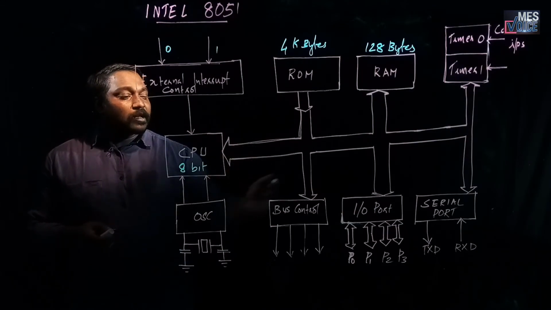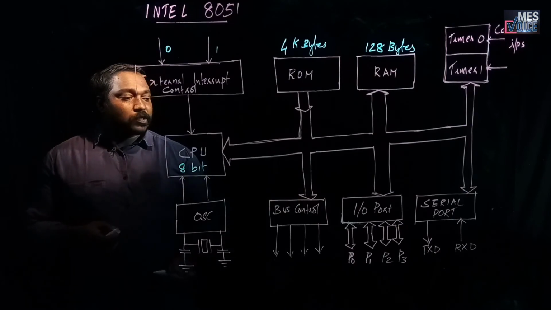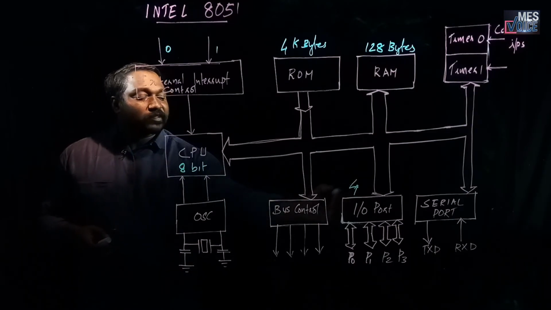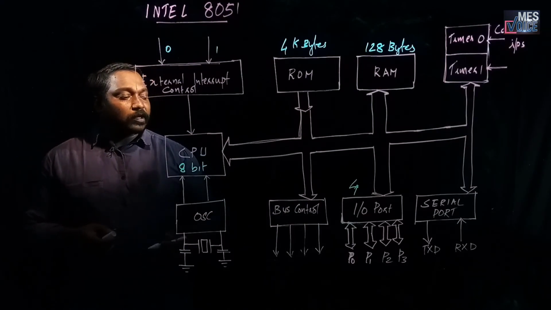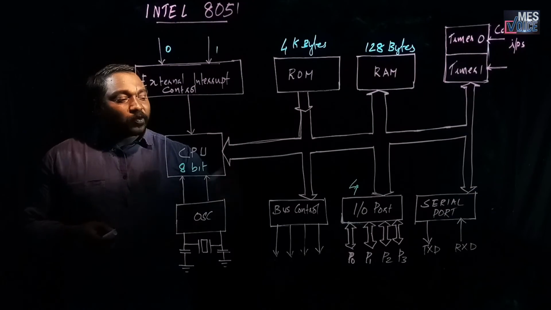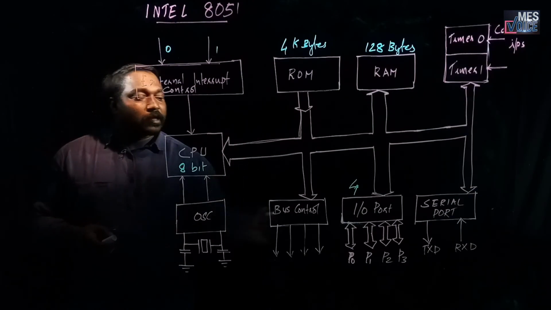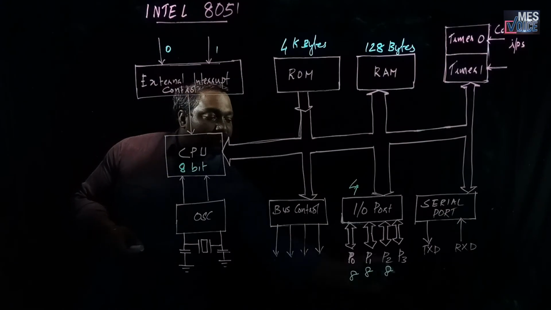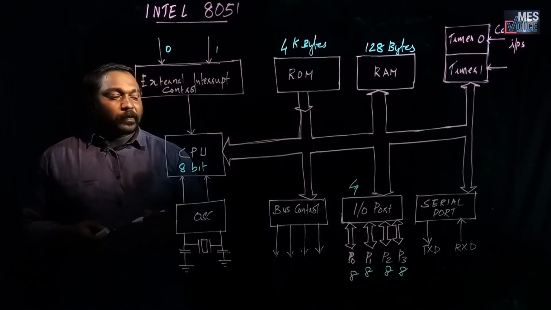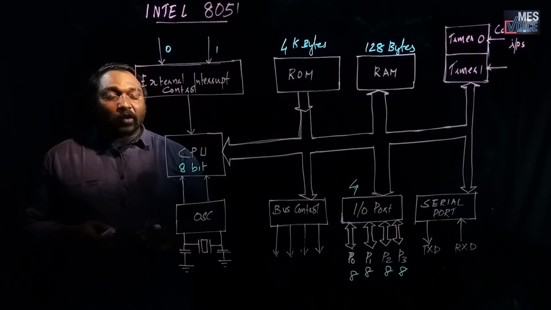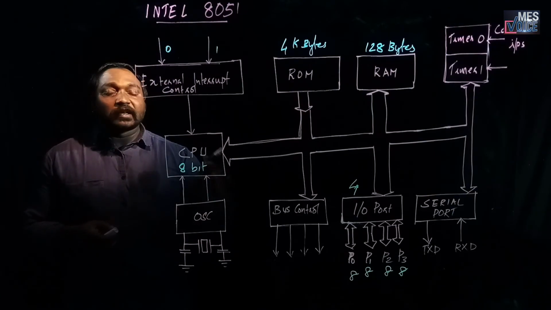And there are input-output ports. There are 4 input-output ports, named P0, P1, P2 and P3. Each port is an 8-bit port. So a total of 32 input-output lines are present in this architecture.